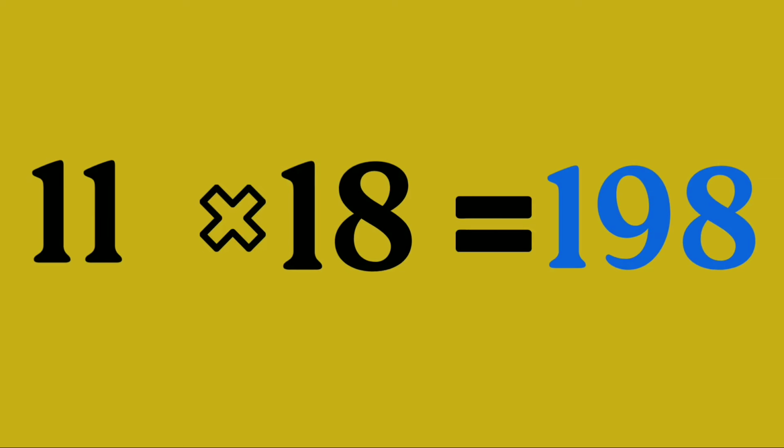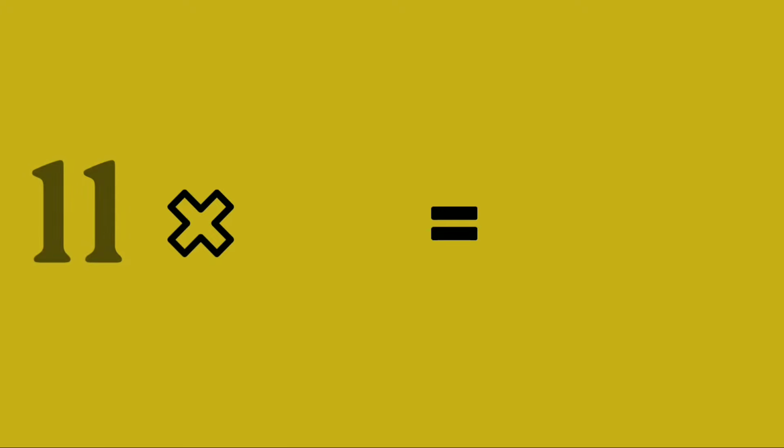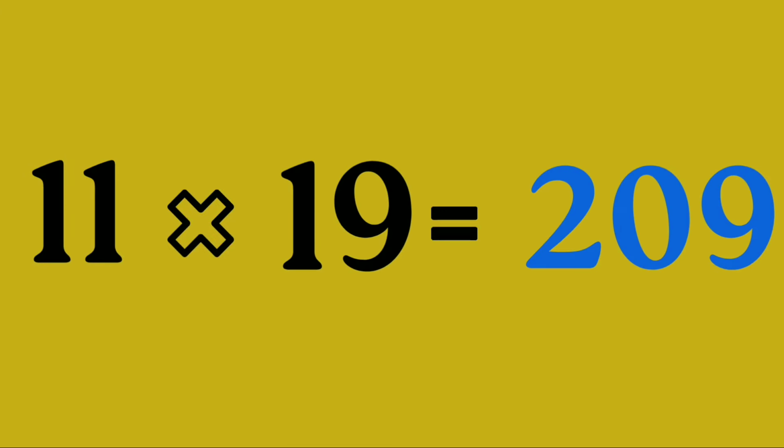11 eighteens are 198. 11 nineteens are 209. 11 twenties are 220.